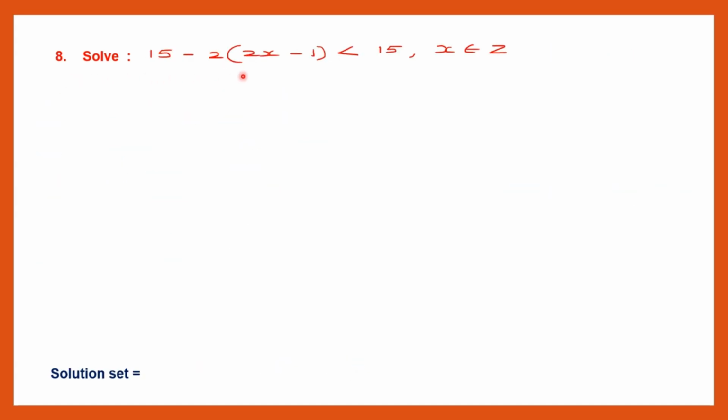Question 8, we need to solve this, okay? And remember x belongs to integers. And what are integers? Integers are numbers that are negative, we have 0, we also have positive numbers and so on. Both sides it goes on. So here now let's solve this part. So here we have 15 minus 2 into 2x minus 1. This is less than 15.